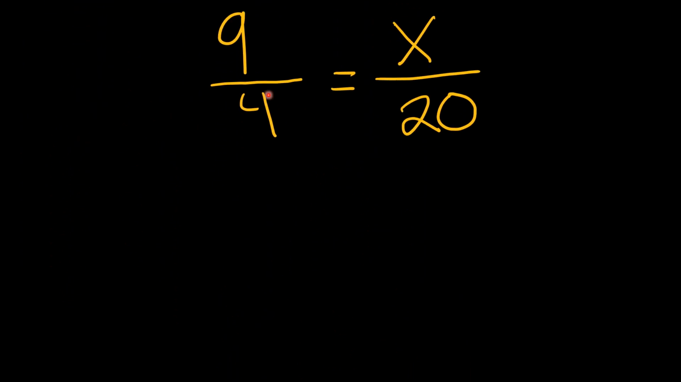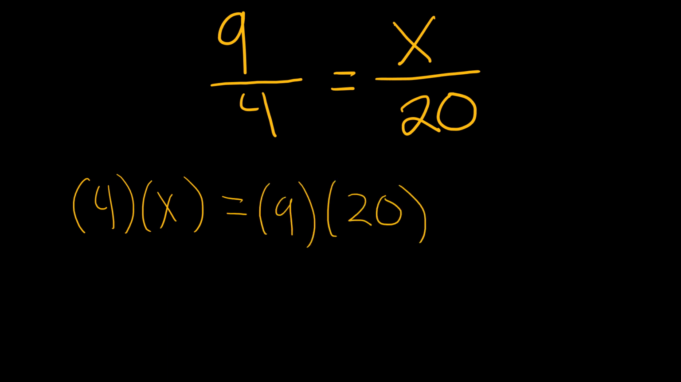So in this example, I have 9 divided by 4 equals x divided by 20. Same principle, we're going to cross multiply. First we're going to multiply 4 times x, and then we're going to multiply 20 times 9. So let's do it. We're going to have 4 times x equals 9 times 20, or 20 times 9, same diff. So if we simplify, we multiply 4 times x, we're going to get 4x. And this is going to be equal to 9 times 20, which is going to be 180.